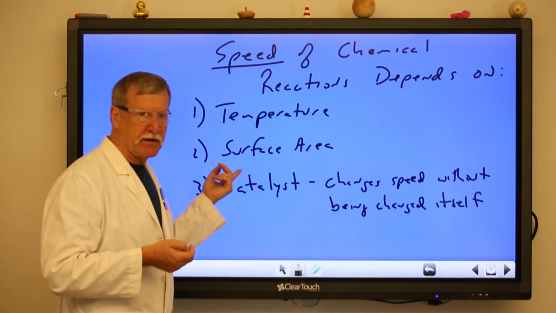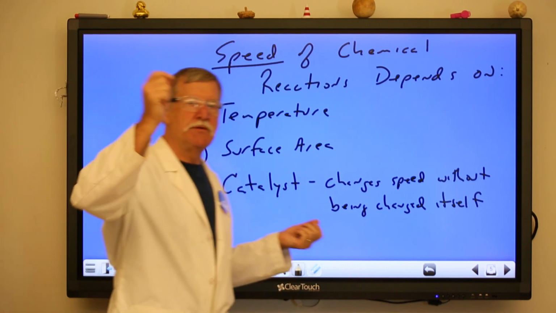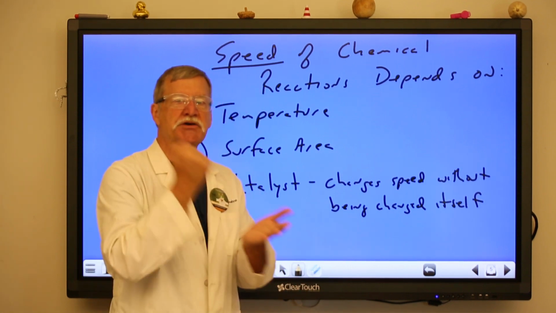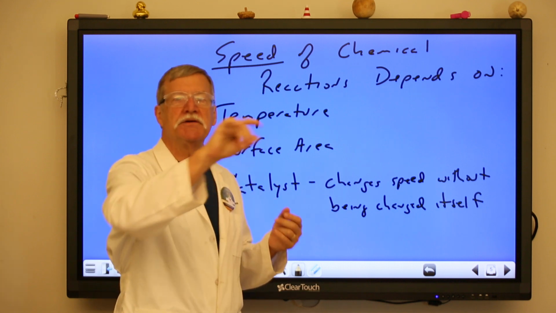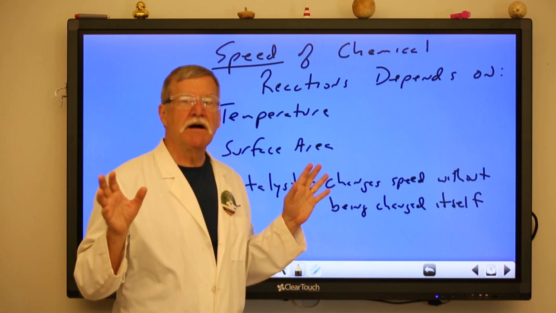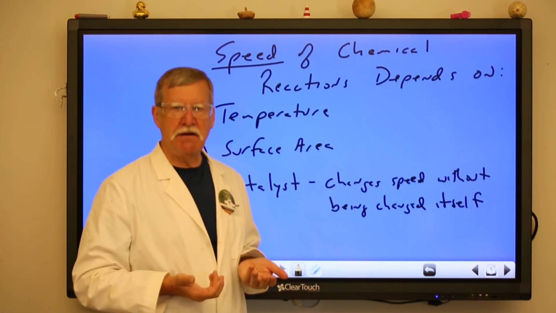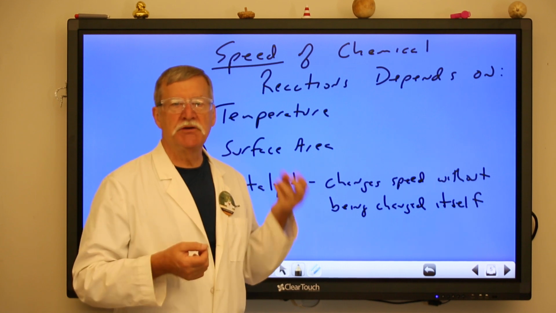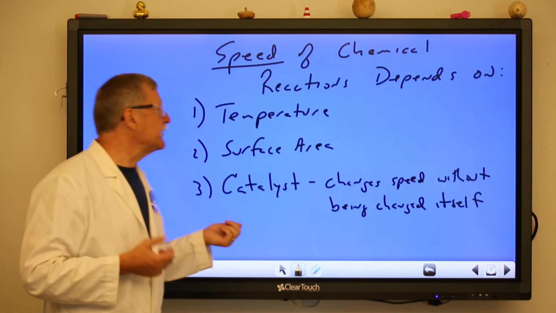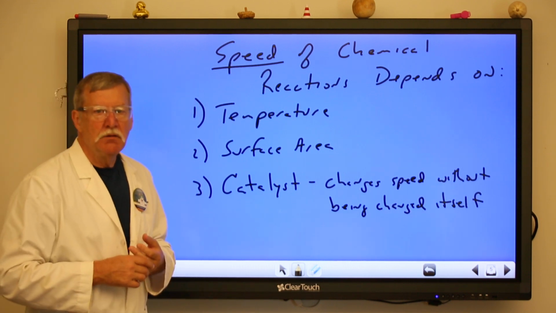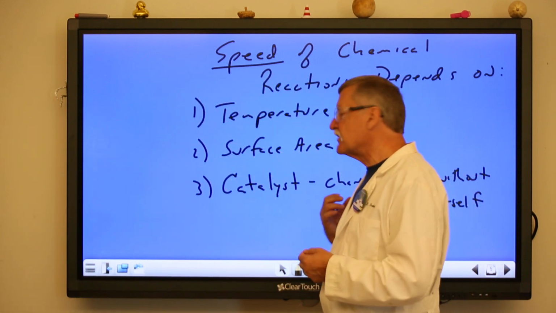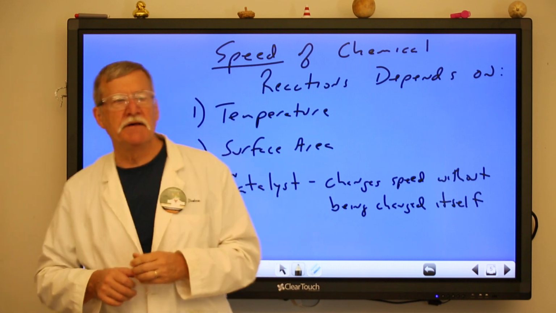Right? Surface area, all right? If you take a sugar cube and drop it into your iced tea, it takes a long time for that sugar cube to dissolve. But if you crush it up into a powder and put sugar powder into your iced tea, it's gone. Why? Because you have increased the surface area, allowing more contact between the iced tea and the sugar, all right? And finally, we get into something in chemical reactions called a catalyst, which is some substance that can change the speed of a chemical reaction, but not be part of the chemical reaction.